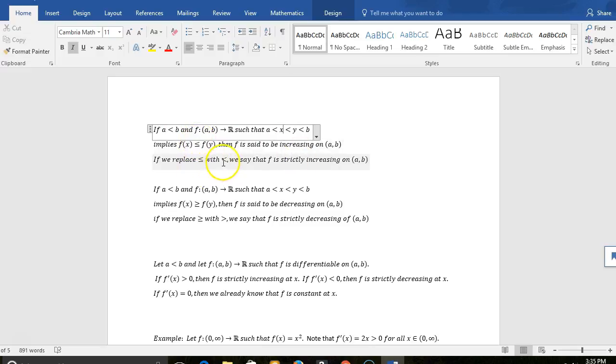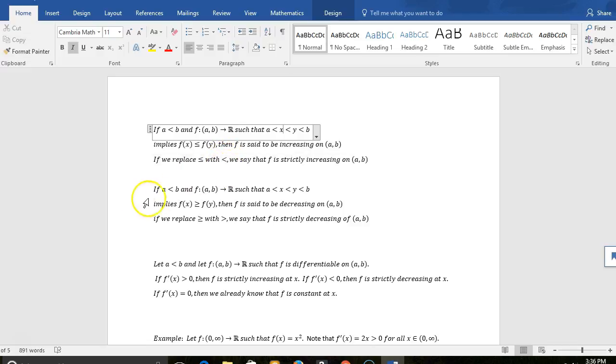However, if I was to put strictly less than here, there'd be no flatness. We'd strictly be going up and only up. We wouldn't even be so much as flat. That would be if we had the strictly less than here.